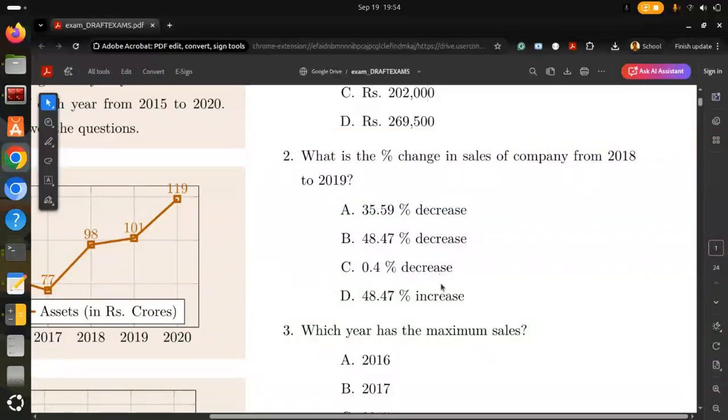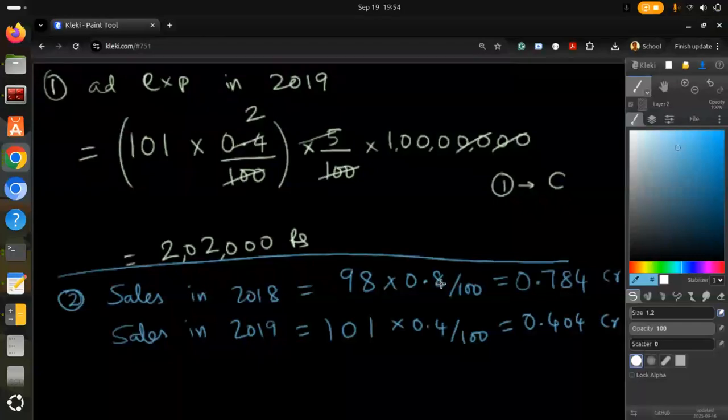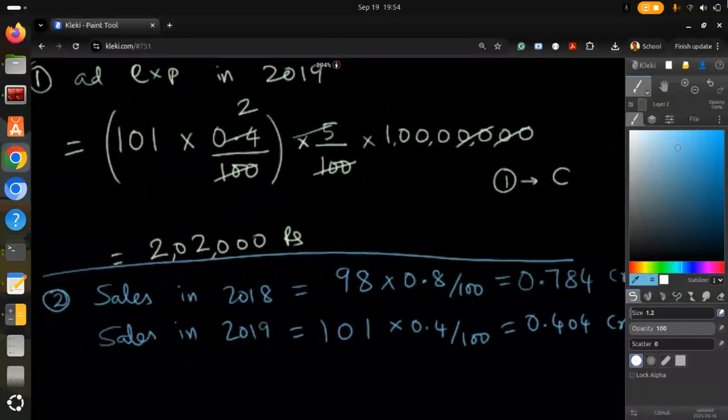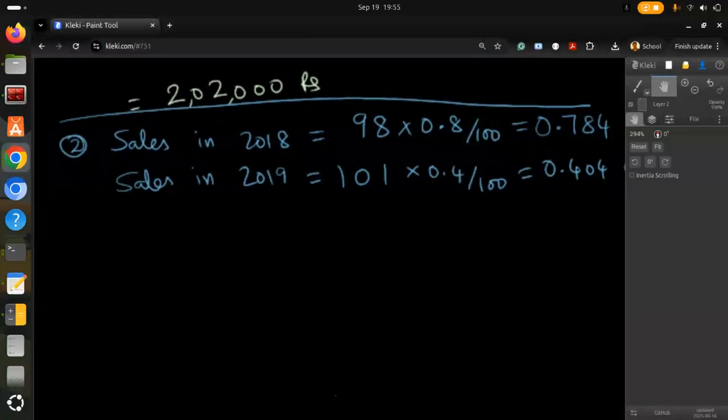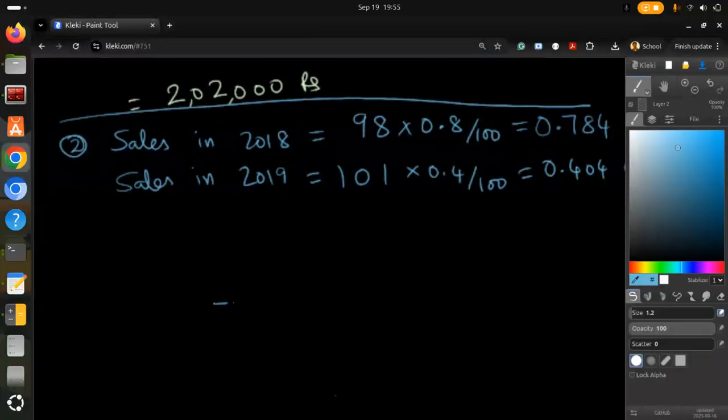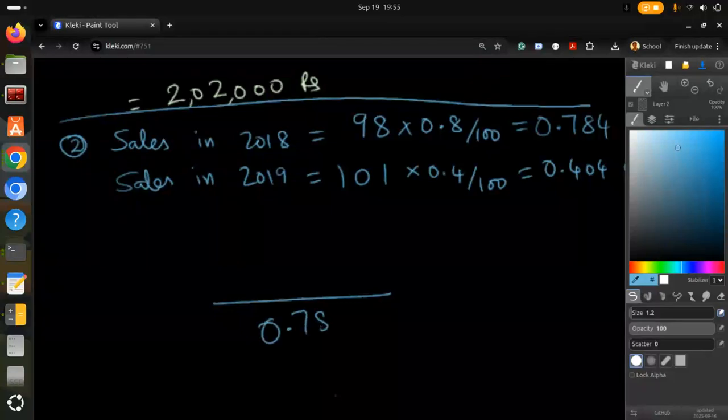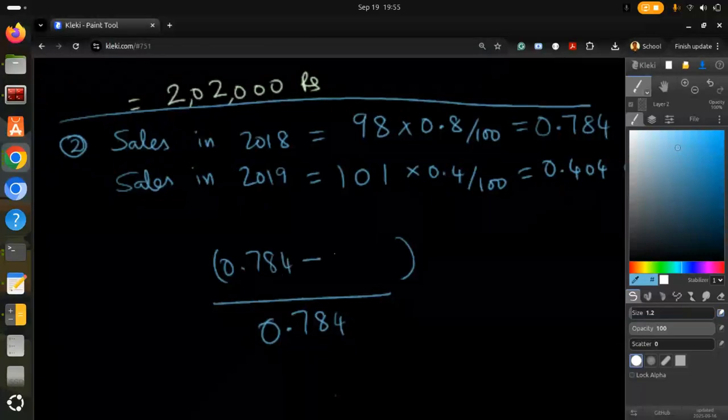So how to find the percentage decrease? With respect to 2018, how much it decreased? So 2018 will be the base. Again, which one needs to be taken as the base? You should be very careful with that. So the base is 2018, that is 0.784. And what is the decrease? The decrease is 0.784 minus 0.404. This is the amount of decrease.